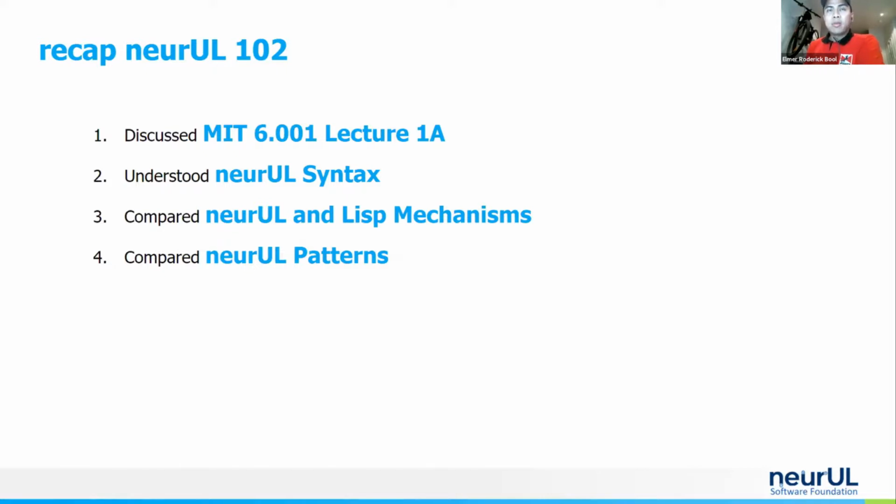Then in 102, we had a quick look at the comparison between the neural and Lisp mechanisms. It compares the primitive types, the method of combination, and the method of abstraction of these two languages. Then we also looked at neural patterns. So how do we implement inheritance?